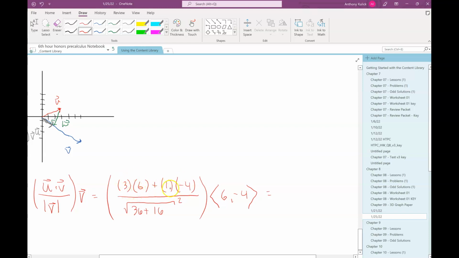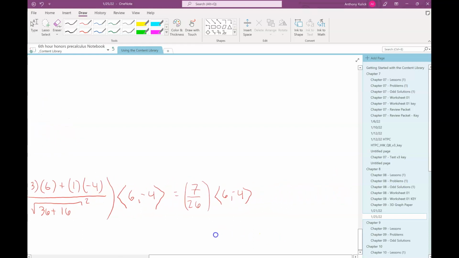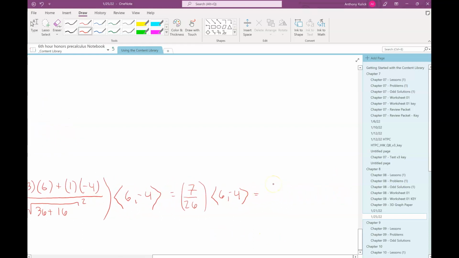So 18 minus 4 is 14. And the square cancels the square root, so it's just over 52. 14 over 52 reduces to 7 over 26. And then when I do that scalar multiplication, I'm going to reduce the fraction as I go. I get 21 over 13, and then negative 14 over 13.